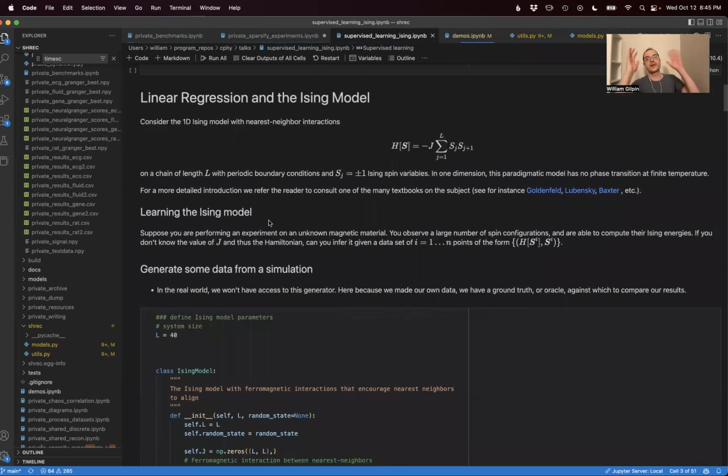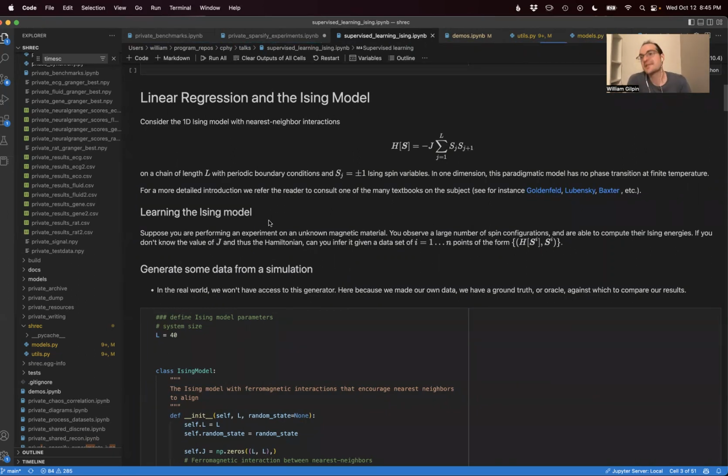So to get started, we're going to start with the most simple supervised learning method that I can think of. It might seem very basic, but a lot of other methods are more or less generalizations of this, which is why it's good to start with this. So this is linear regression.